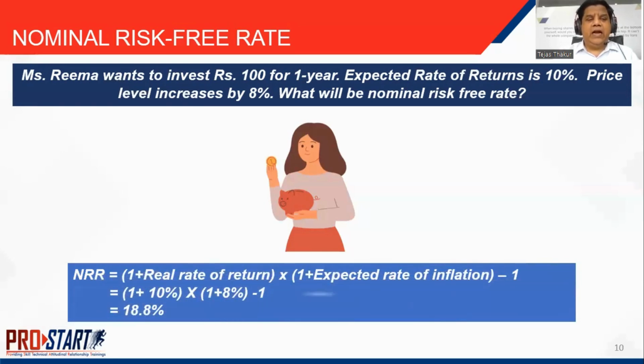So here what do we do? NRR, which is the nominal risk-free rate. The formula is 1 plus real rate of return multiplied by 1 plus expected rate of inflation, minus 1. Here the real rate of return is not the RRR which we calculate in the time value of money. That's different. So it is 1 plus 10% multiplied by 1 plus 8% minus 1. That is 18.8%. Okay. Now such simple sums come. If you don't know the concept of NRR, you'll not be able to attempt it. If you've decided not to attempt any numericals, then also you'll not attempt it. Otherwise, this is a piece of cake.